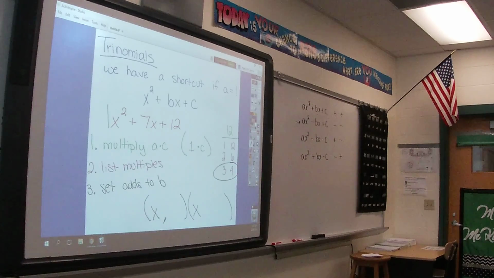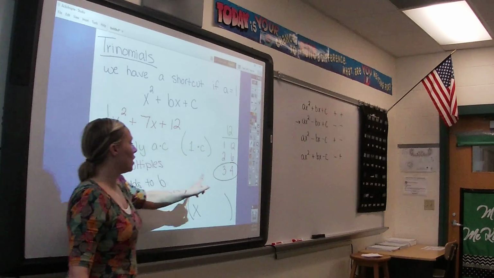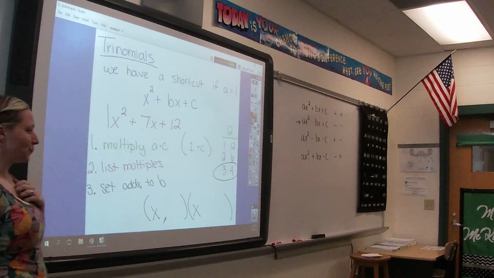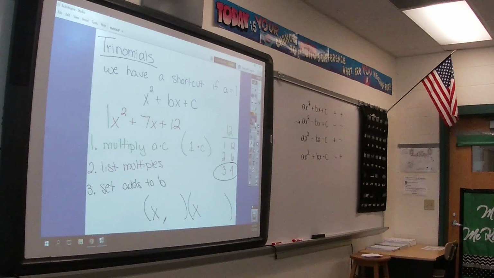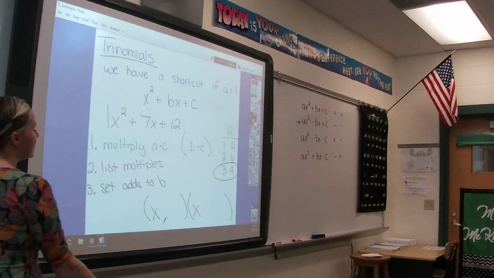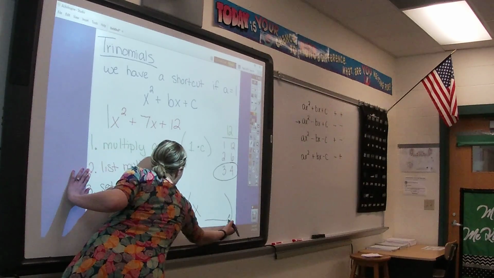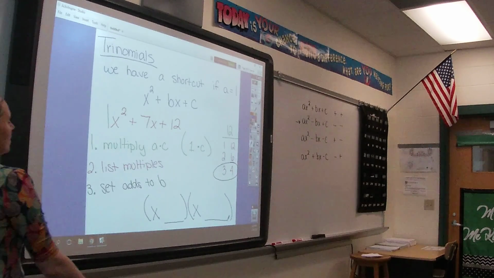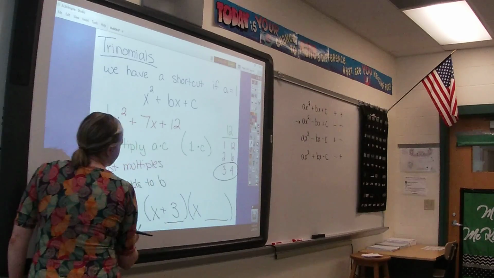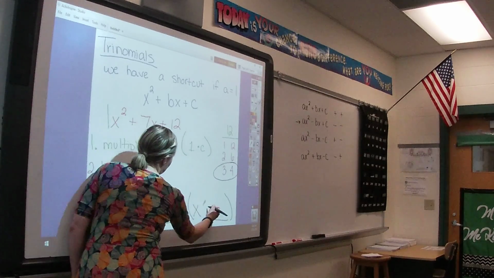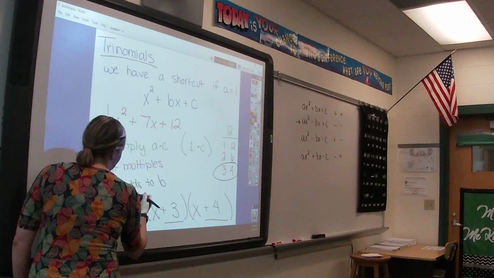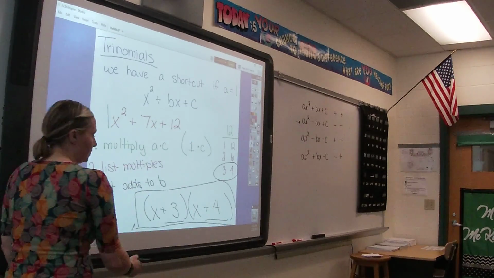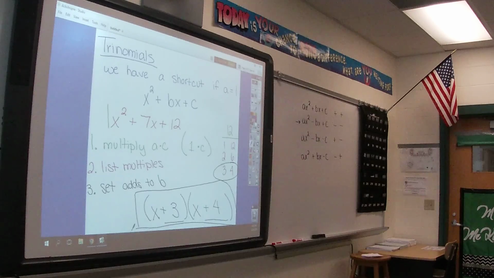What do you mean by step 3? Step 3, we want to pick the pair over here that adds up to b. And you're going to fill in these other two pieces right here with the numbers that you picked. So we picked a positive 3 and a positive 4. So this factors into x plus 3 times x plus 4.